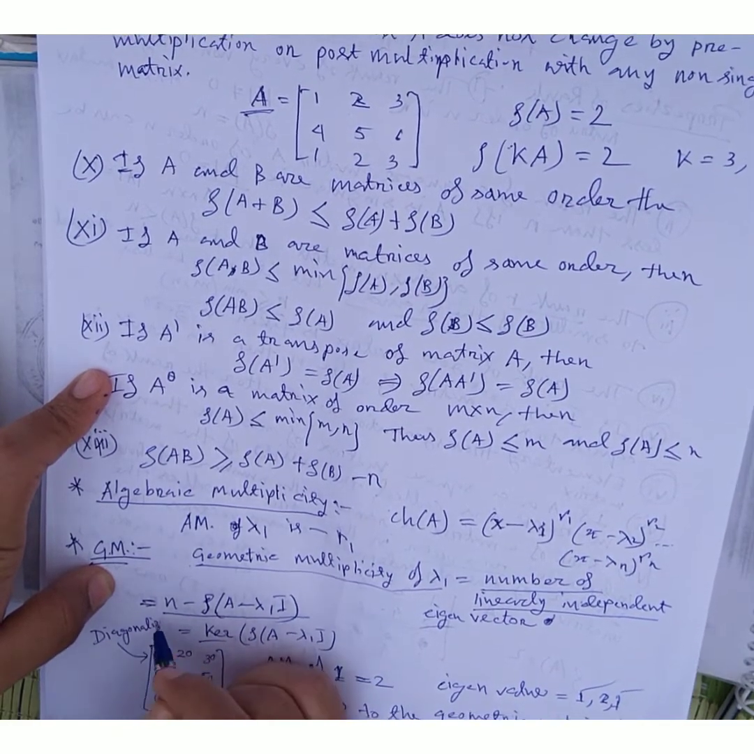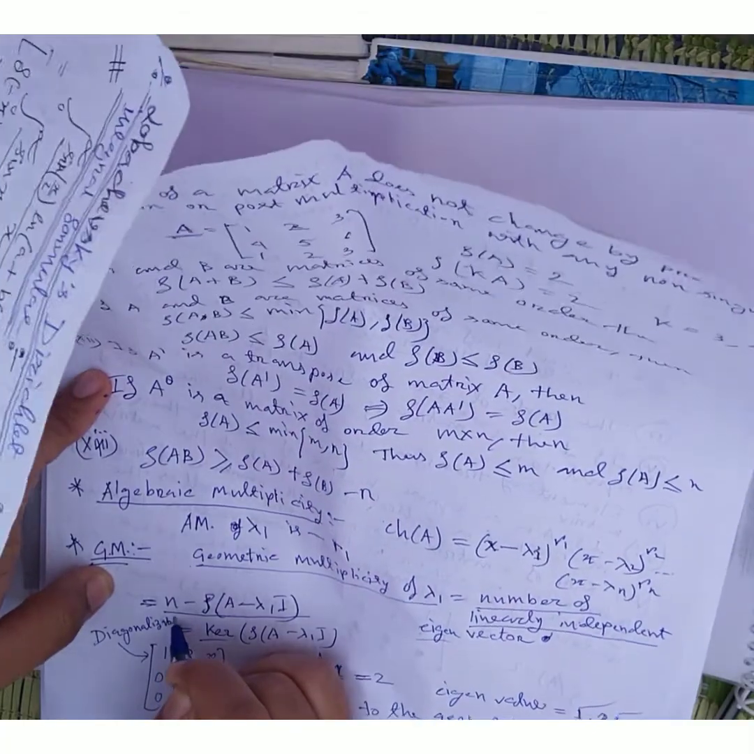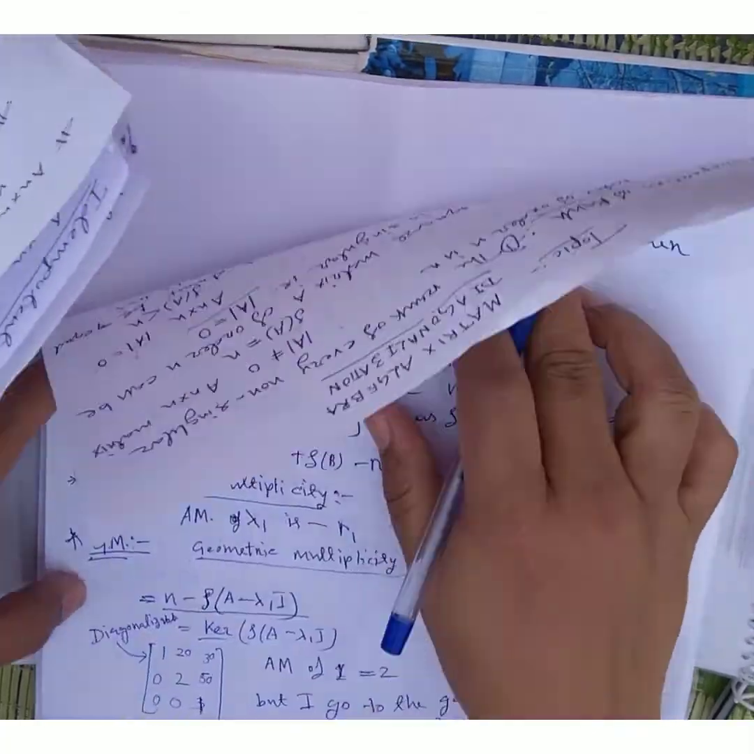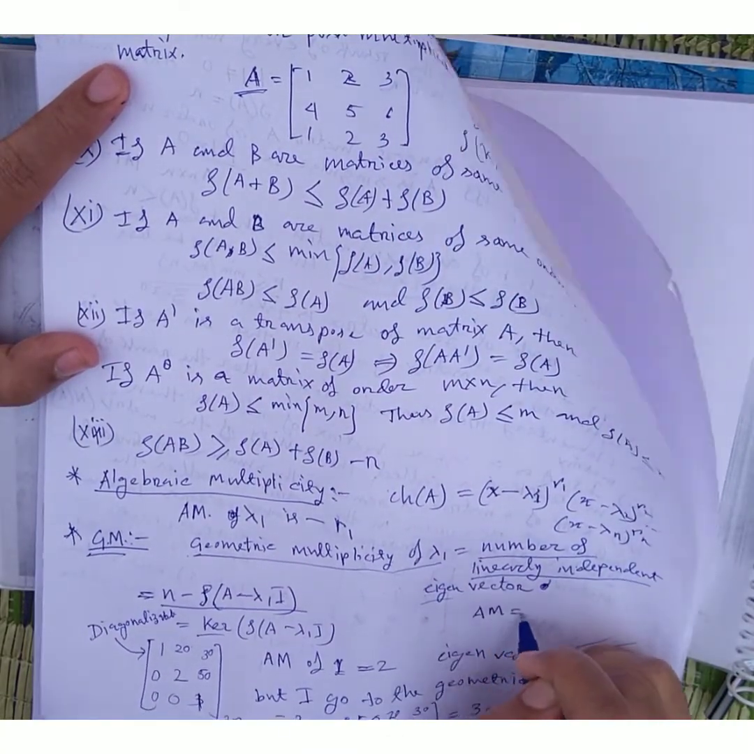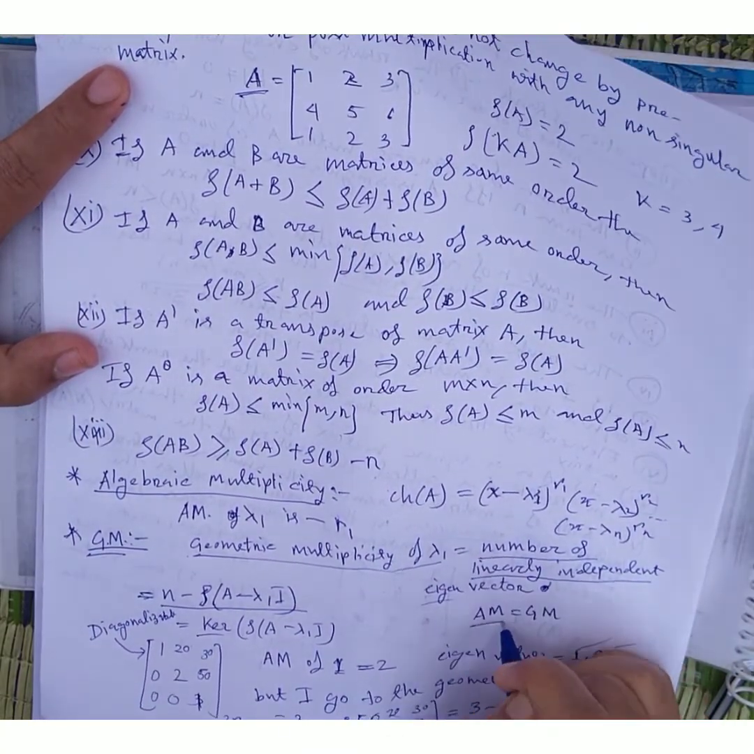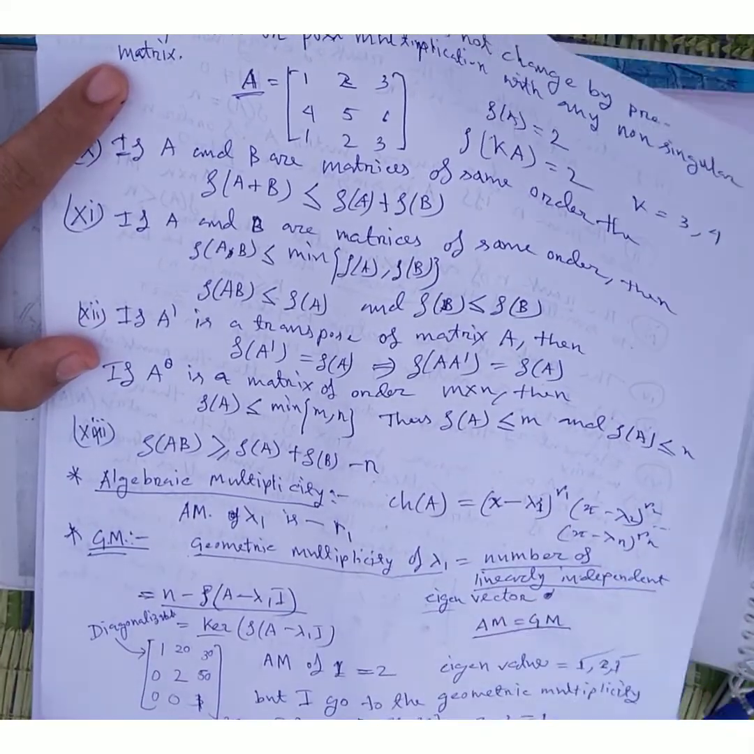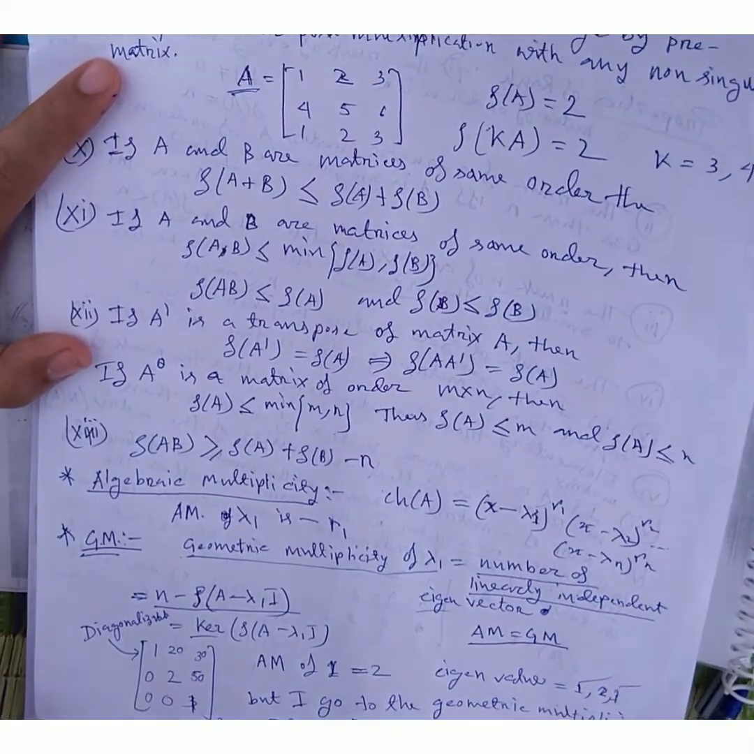I will discuss the diagonalizable condition later: when AM is equal to GM, then the matrix is diagonalizable. Okay, thank you.